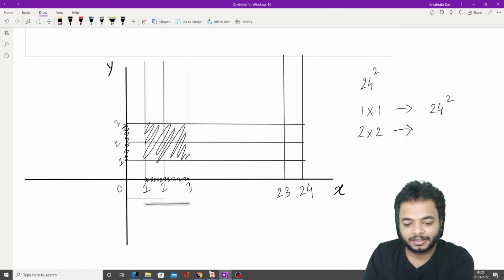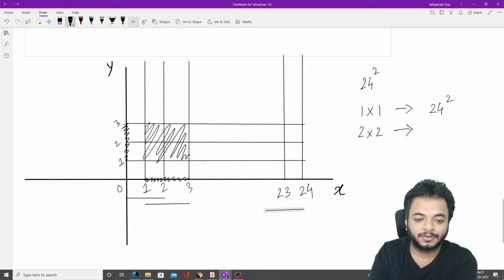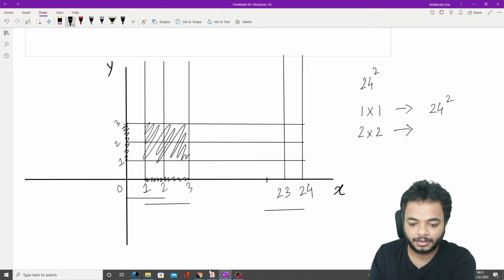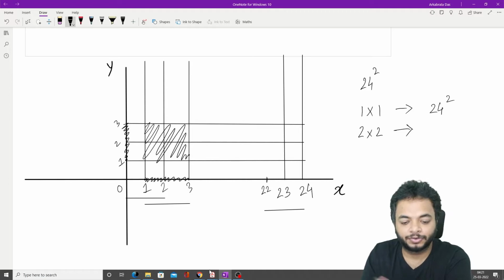You can start from 22 and the last one would be that. Starting from 22, okay, 22 to 23 and 23 to 24. So now what happened is that we started from 0, so first 0 to 2, then 1 to 3, and so on and so forth.